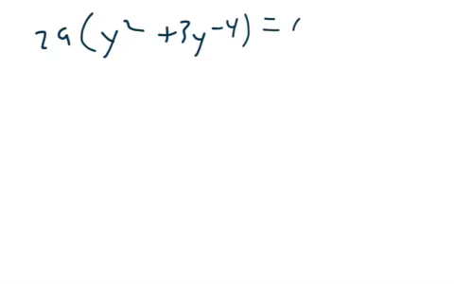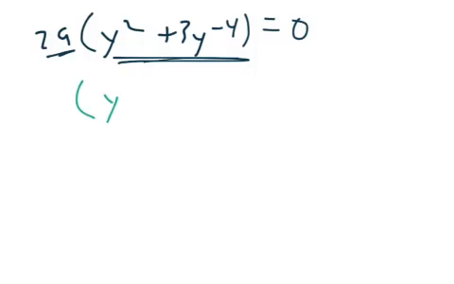So I had 29 times y squared plus 3y minus 4, and that equals 0. Now the 29 in front, guys, is not going to be a factor anymore because we're solving for 0, right? So this is the thing that's going to matter. I'm going to factor that now.